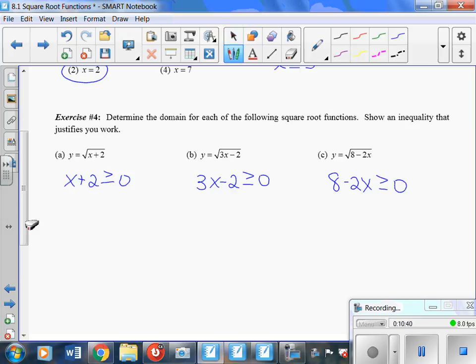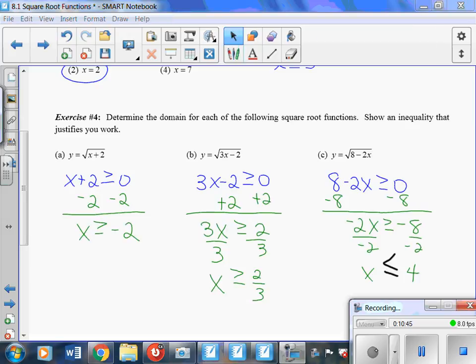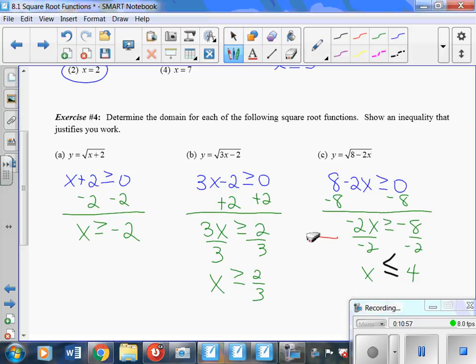Okay, are you ready for the answers? Okay, so hopefully you didn't have any trouble with those. The only thing I wanted to bring to your attention is under C, make sure you remember when you come down to this point right here and you divide by that negative, that changes your sign direction. So make sure that you're at x is less than or equal to 4, not greater than or equal to 4.